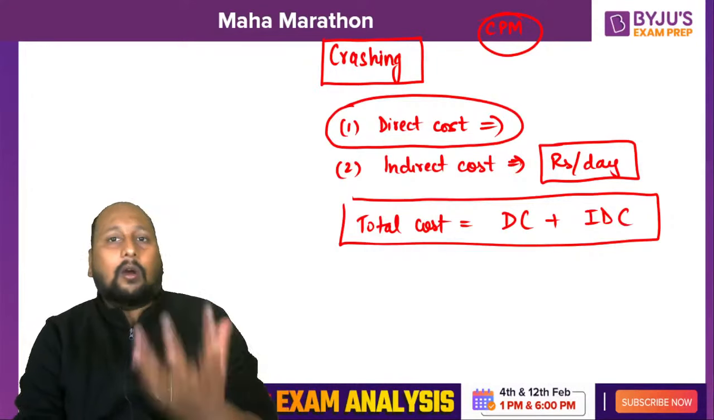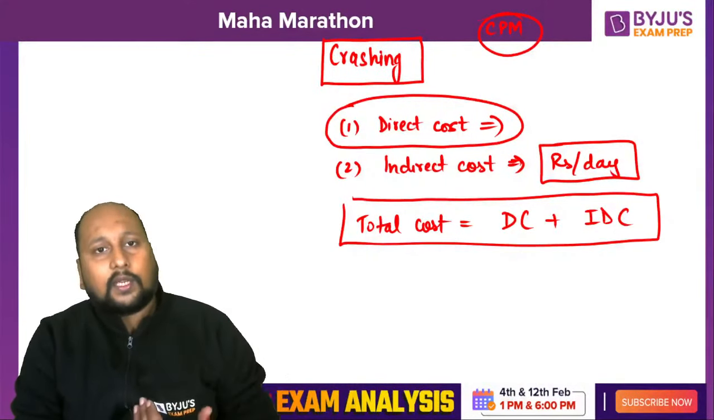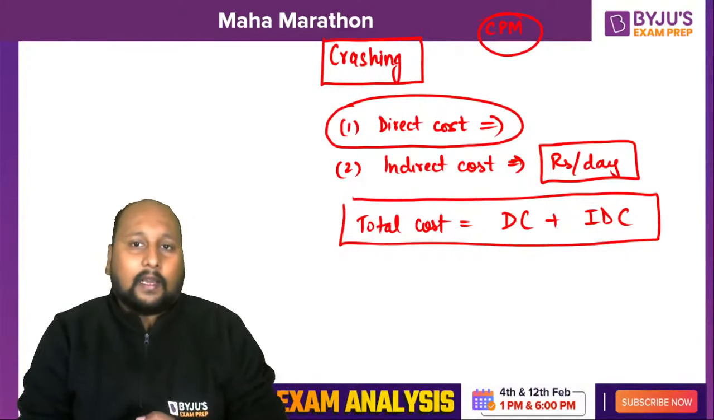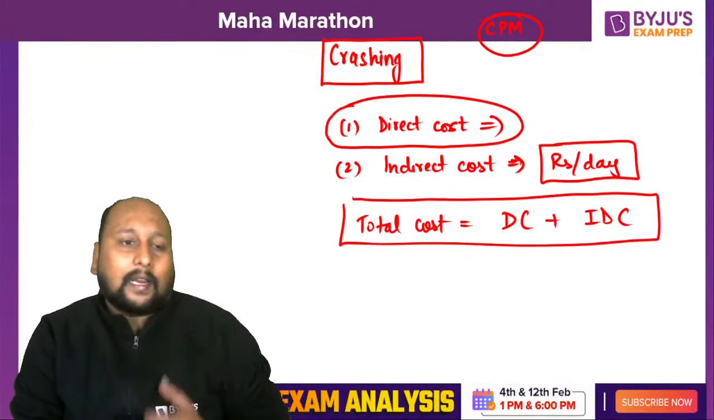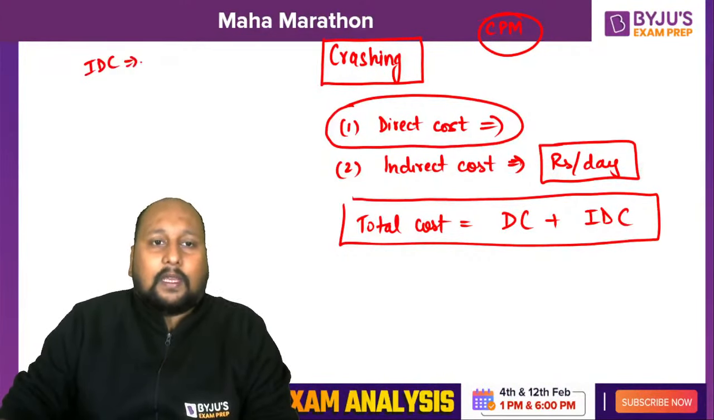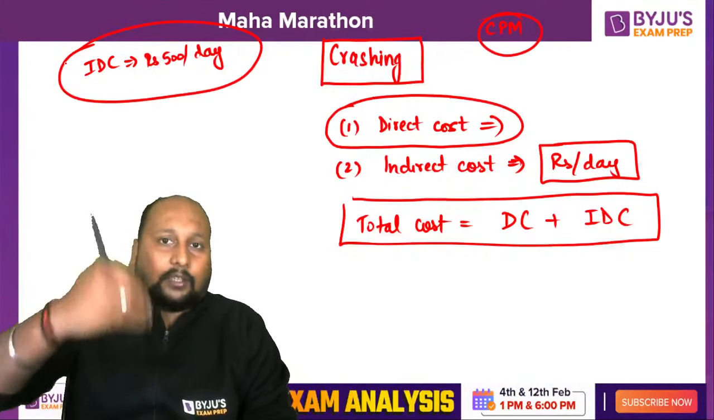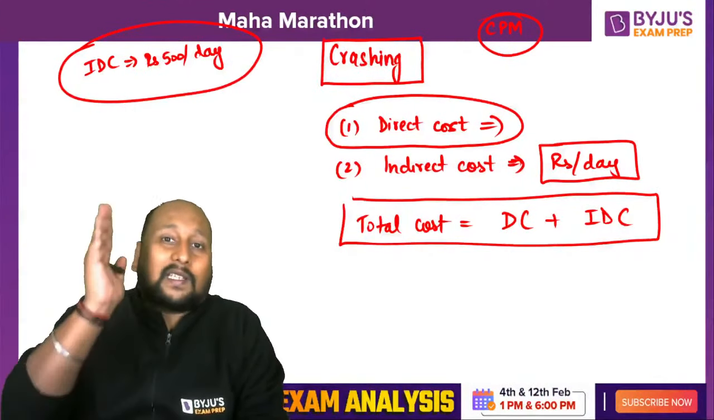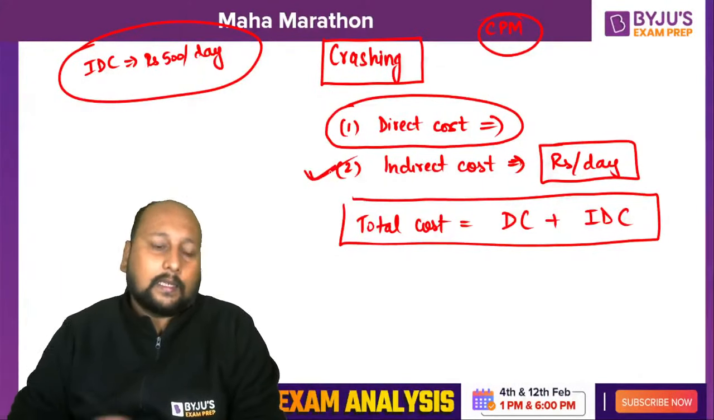That means the daily cost. If you are crashing, let us suppose, reducing the project by 1 day, then your indirect cost, whatever amount we are having, is being reduced by that amount. If I say the indirect cost is, let's suppose, 500 rupees per day, and if I'm crashing that project for 1 day, that means you are saving 500 rupees directly by using this indirect cost concept.